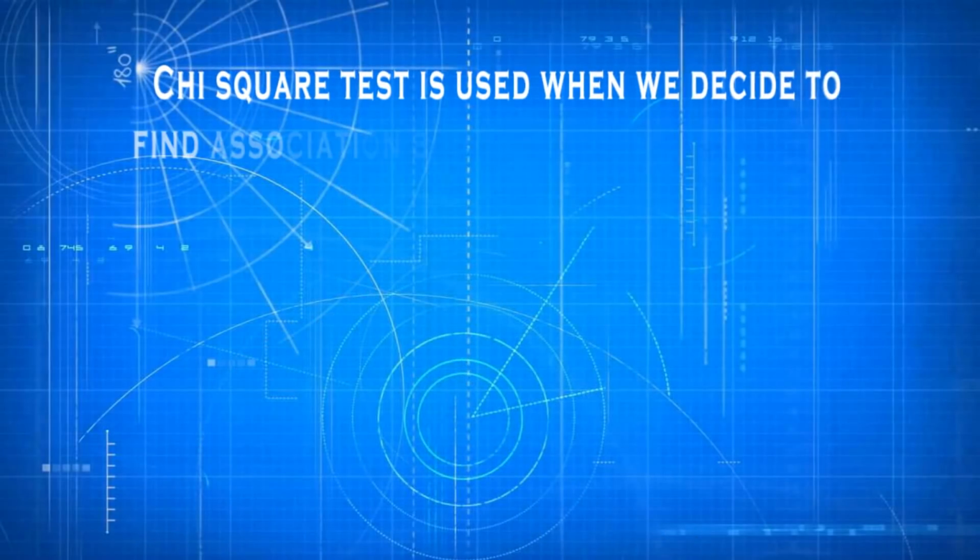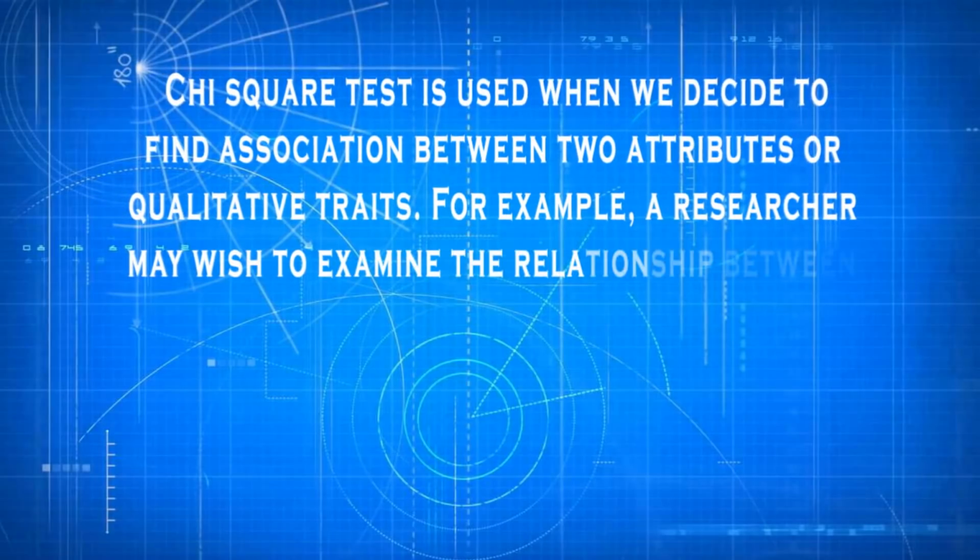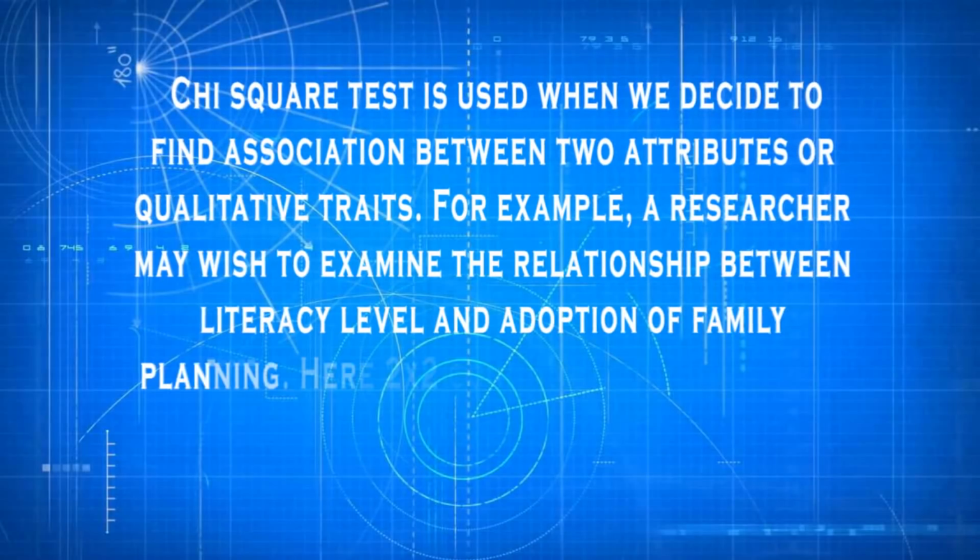Say, for example, a researcher may wish to find out whether there exists an association between educational status and adoption of family planning practices. So, in a population, we may find a group who are literate and non-adopters of family planning, literate but adopters of family planning. Similarly, we get some individuals who are non-literate and non-adopters of family planning and non-literate but adopters of family planning. In such a case, a researcher can hypothesize that there is a relationship between educational status and adoption of family planning practices.